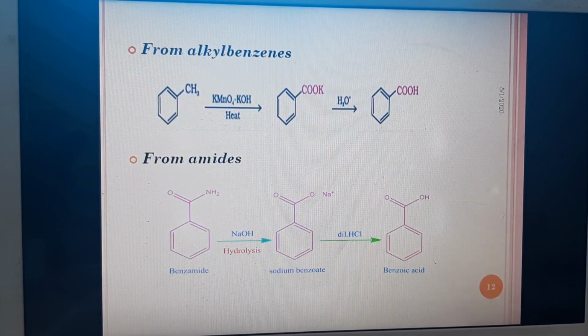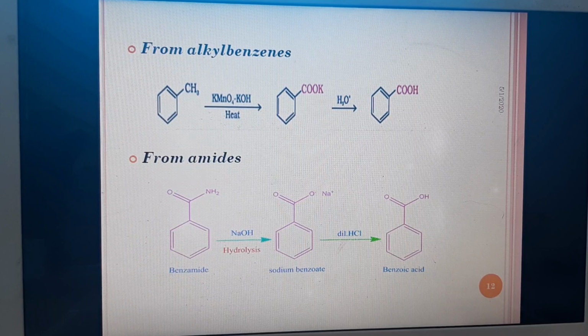Now we can see the preparation of carboxylic acids from alkyl benzenes. Alkyl benzenes are benzene with an alkyl group. That means there is an alkyl group attached to the benzene ring. Examples: methyl benzene, ethyl benzene, propyl benzene. These are the examples of alkyl benzene. Here we discuss the preparation of carboxylic acids from methyl benzene. Methyl benzene is also known as toluene.